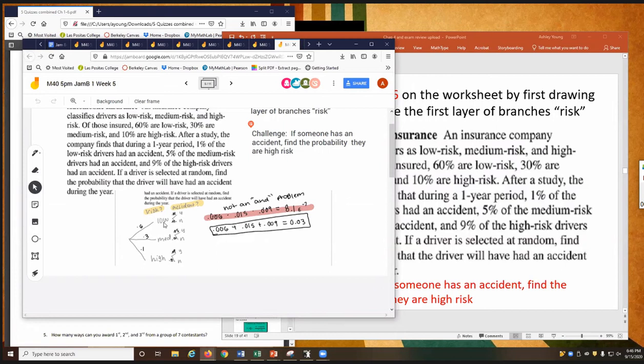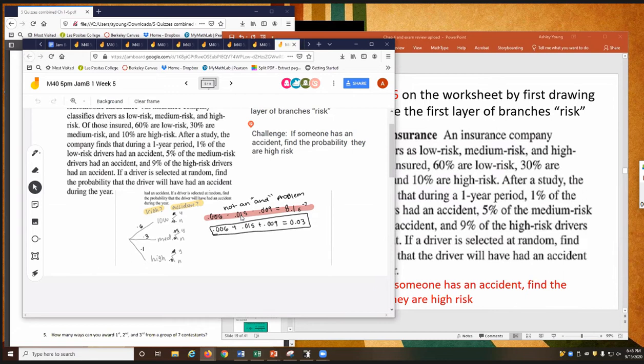So then they found these probabilities. It could be accident with a low, or accident medium, or accident high. These three items, and they had to think about it. Whether that was an and problem, is it the probability you're low risk and had an accident, and you're high risk and had an accident, and you're medium risk, or were you low risk with an accident, or medium risk with an accident, or high risk with an accident? And they correctly figured out that it should be or, right? You're going to be one of them.